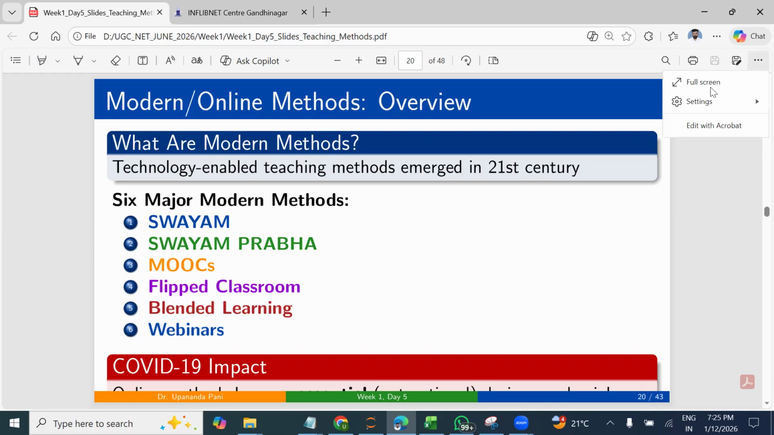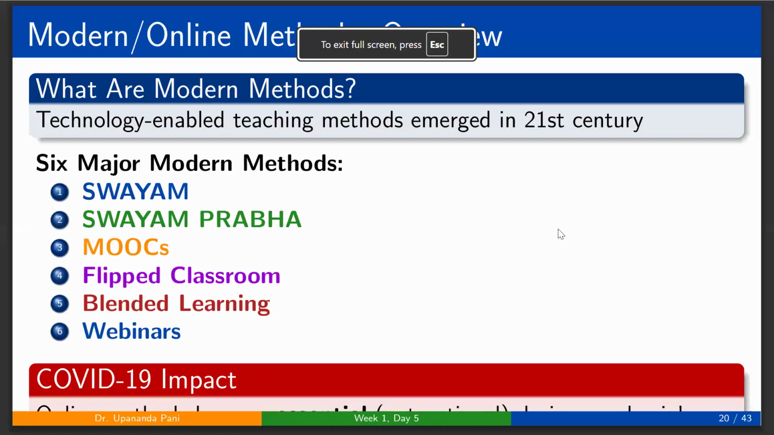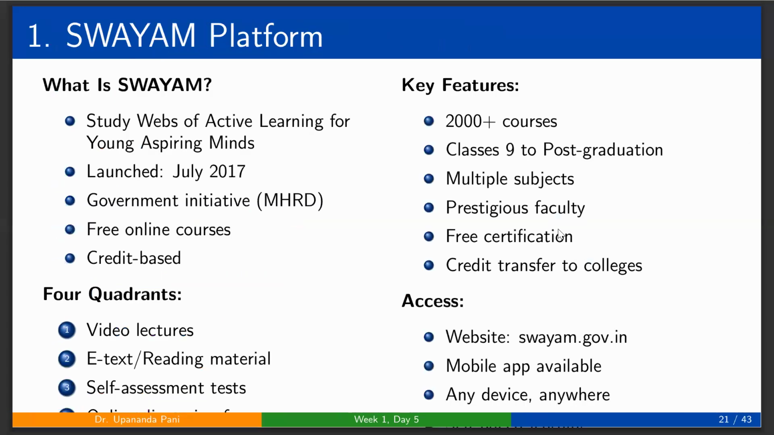So now let's focus on that. There are 6 major modern methods. One is Swayam, Swayamprabha, MOOCs, flipped classroom, blended learning and webinars. So first of all, what is Swayam? The full form of Swayam is Study Webs of Active Learning for Young Aspiring Minds.